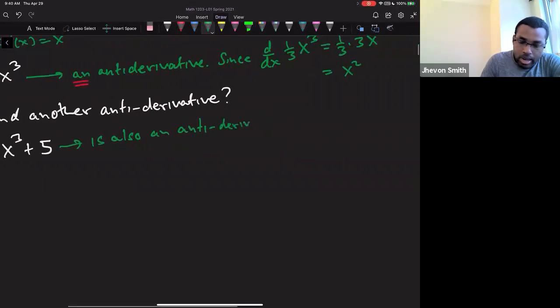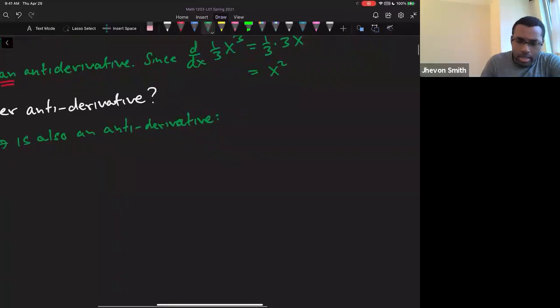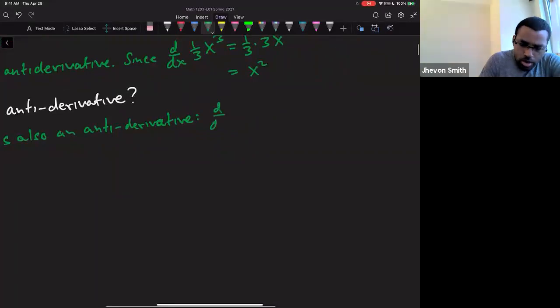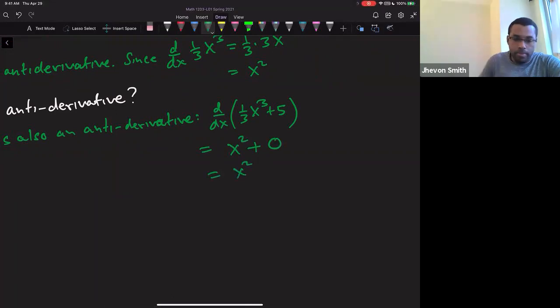And once I wrote that down, it should be derivative. It should be clear why that is, because if I were to take the derivative of a third x cubed plus 5, what's going to happen? Here I'm going to get an x squared as the answer, and then I'm going to get a 0. I'm going to get x squared again, right?